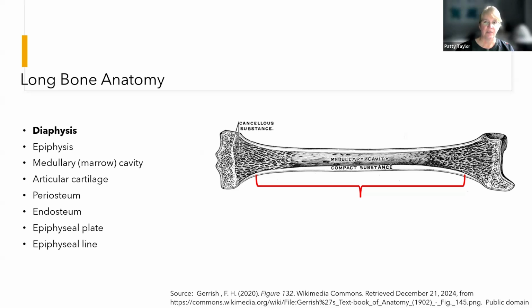So you'll notice in looking at the shaft, the inside is hollow. There's a cavity in there. We'll talk about it in just a moment. And on the outside, there is a very tough, strong bone called compact bone.